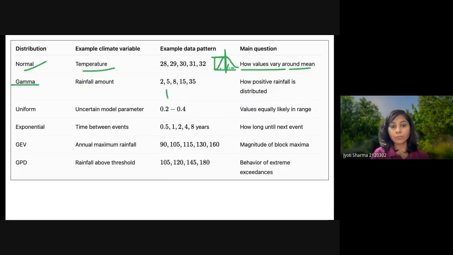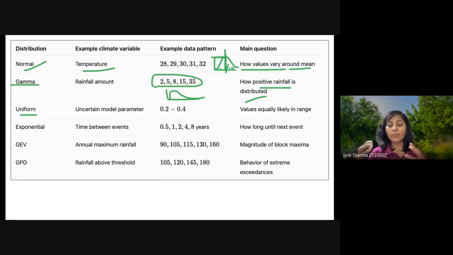Then the gamma distribution. This is again like this. We have positive rainfall that is distributed, and here you can see the positive values. Uniform, we are not working much on uniform because at a particular interval we have equal probability. This is actually not the real case in the real world. We just use it when we need a lot of random numbers. If we want to generate, let's say, 100 random numbers between 0 and 1, then we assume that the probability of each number is equal. Each value will have the same probability, and this is not the real case in the real world.